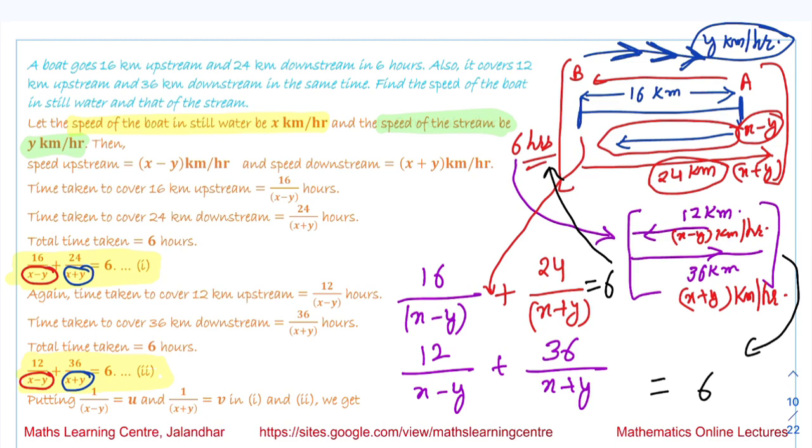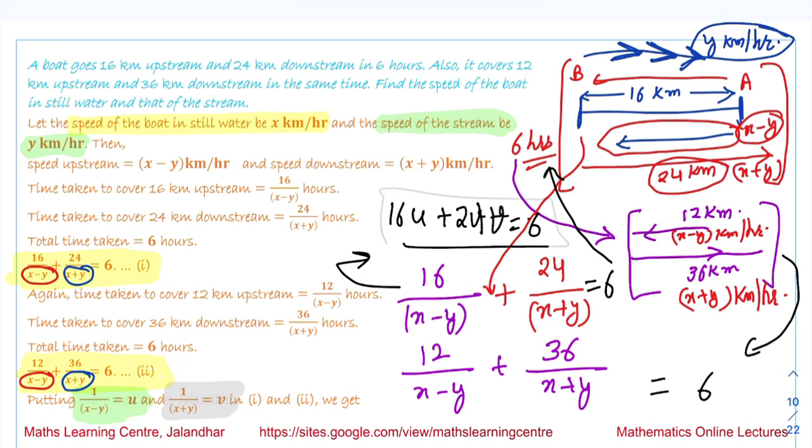So what we are going to do is write 1 over x minus y is equal to u, and 1 over x plus y is equal to v. So what will these equations become? This equation will become 16u plus 24v is equal to 6. And the second equation will become 12u plus 36v is equal to 6. Now how to solve these two equations? It is shown in our next slide.